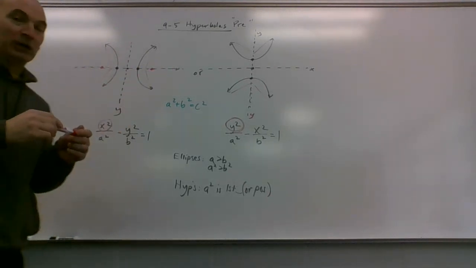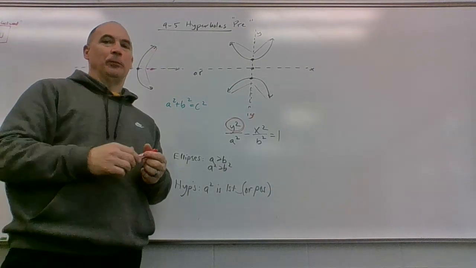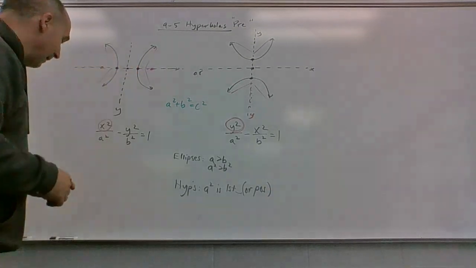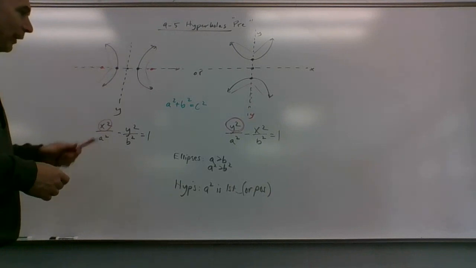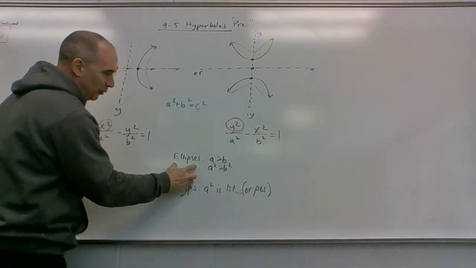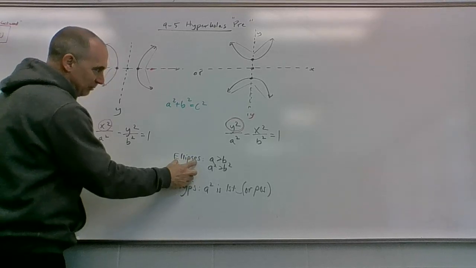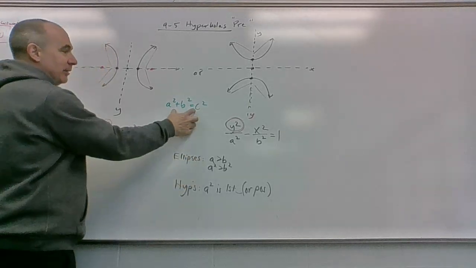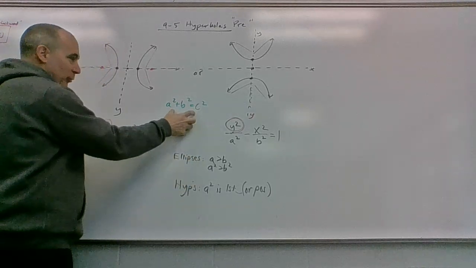So there's a little memory tool for you. I think it's simple, but it works. Now, with that being said, I want you to know a few things, okay? First of all, the ellipses had a formula a squared minus b squared equals c squared. Hyperbolas have a squared plus b squared equals c squared.